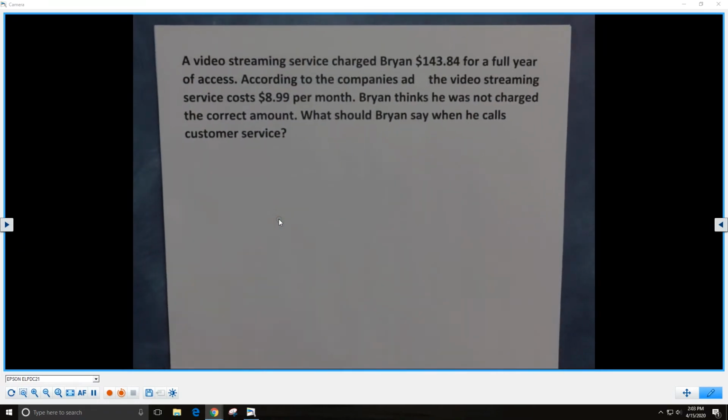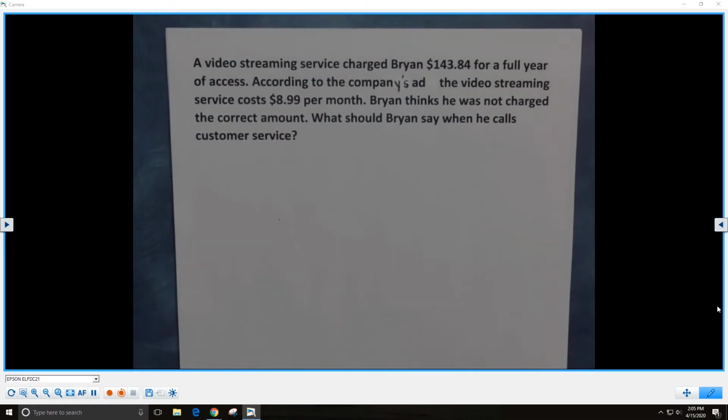A video streaming service charged Brian $143.84 for a full year of access. According to the company's ad, the video streaming service costs $8.99 per month. Brian thinks he was not charged the correct amount. What should Brian say when he calls customer service? For the first step, can you create an equation to represent the scenario? I'll pause while you do that. Create an equation to represent the scenario.